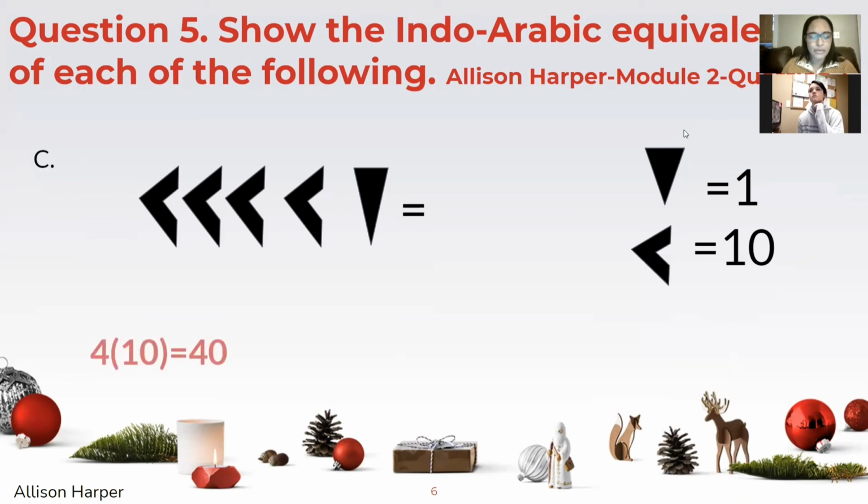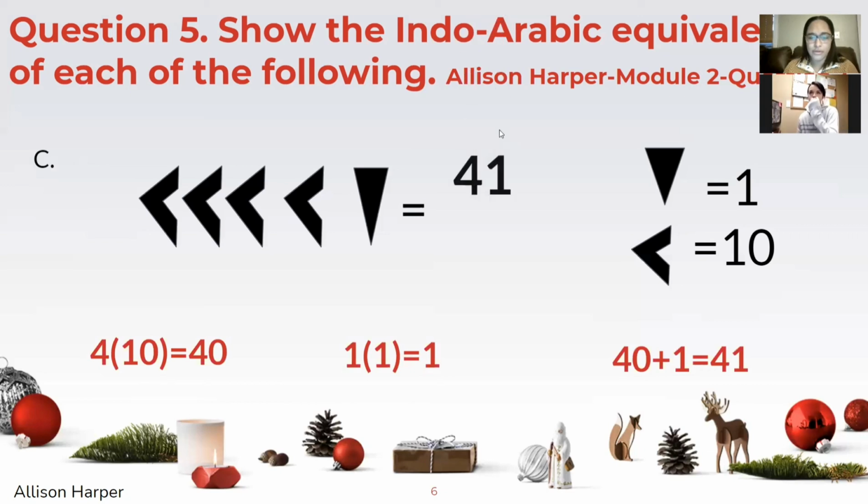So what we're going to do, since we have 4 of the little arrows, we're going to say 4 times 10, which gives us 40. And the triangle is equal to 1, and we only have 1. So 1 times 1 equals 1. And then we're just going to simply add 40 and 1 together, which gives us 41. So this figure up here, or these shapes, are equal to 41.